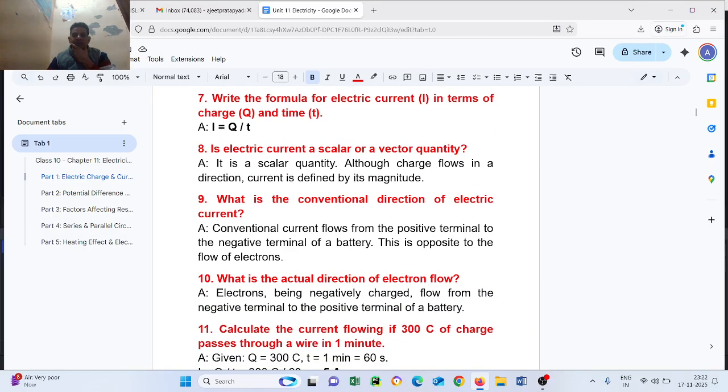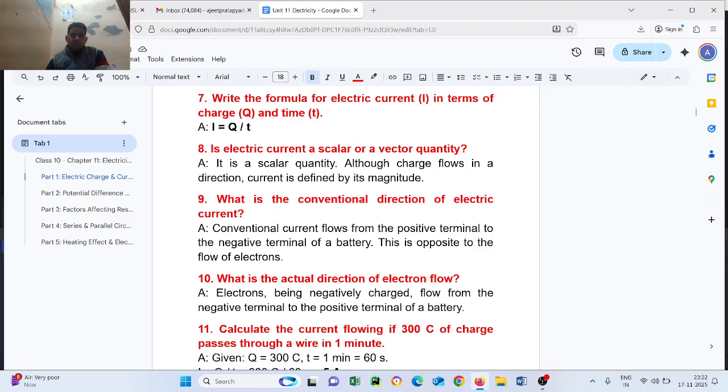Question number 9. What is the conventional direction of electric current? Conventional current flows from the positive terminal to the negative terminal of a battery. This is opposite to the flow of electrons.